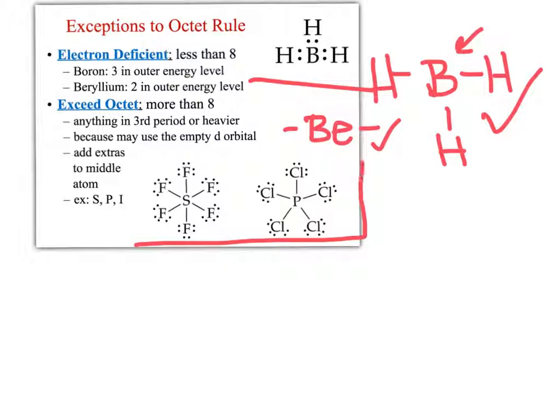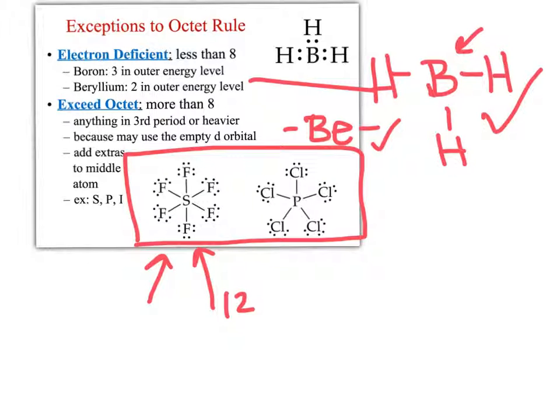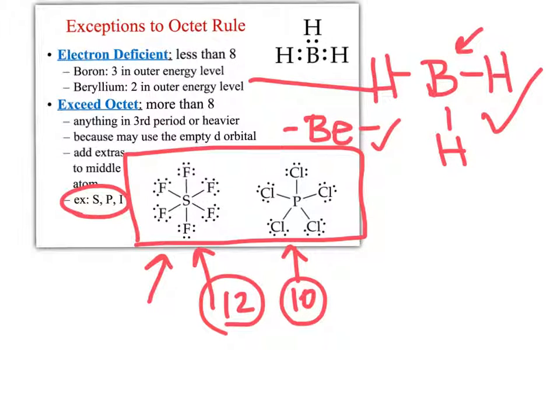If we have too many electrons to place, for example, in these pictures here with sulfur hexafluoride and phosphorus pentachloride, we would still connect everything to the middle. Obviously, this is going to give our sulfur 12 electrons around it, and it gives our phosphorus 10 electrons around it. It doesn't work for everything, but sulfur, phosphorus, iodine, and some others further down the table can do this and have expanded octets.